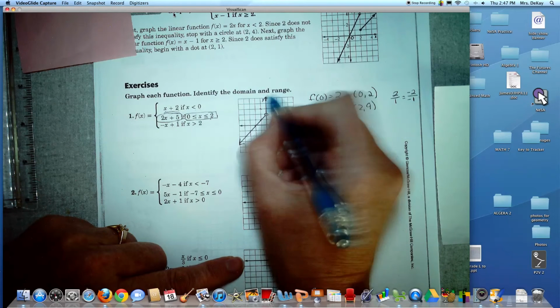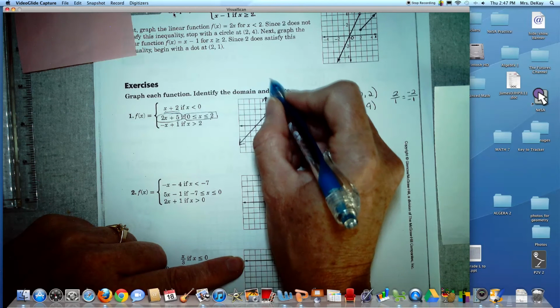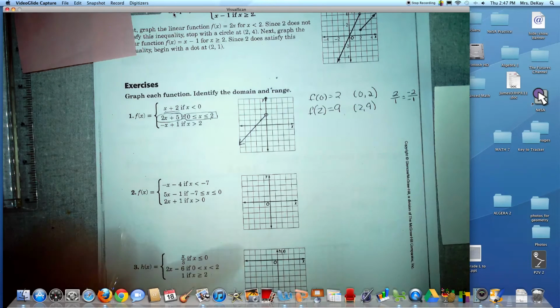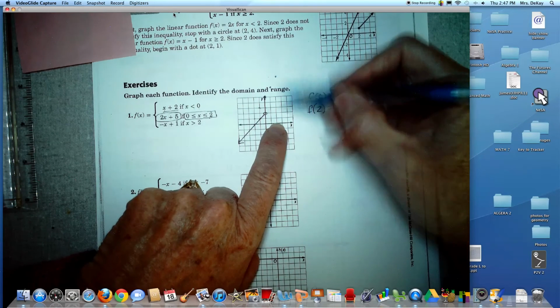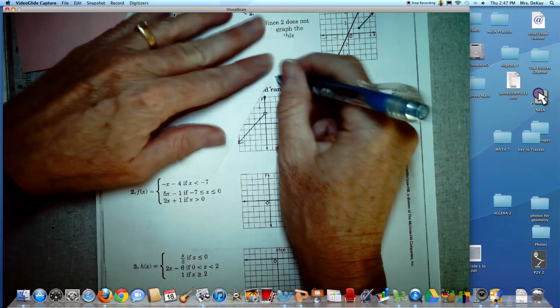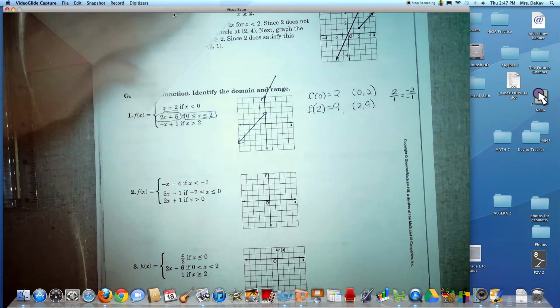So we're going to go up 2 and pretend, and over 1, and up 2 and over 1 anyway. Okay? And I'm going to stop right there because that is 2. That's it. That's all I can graph right there. It's just going to be this little short thing right there.